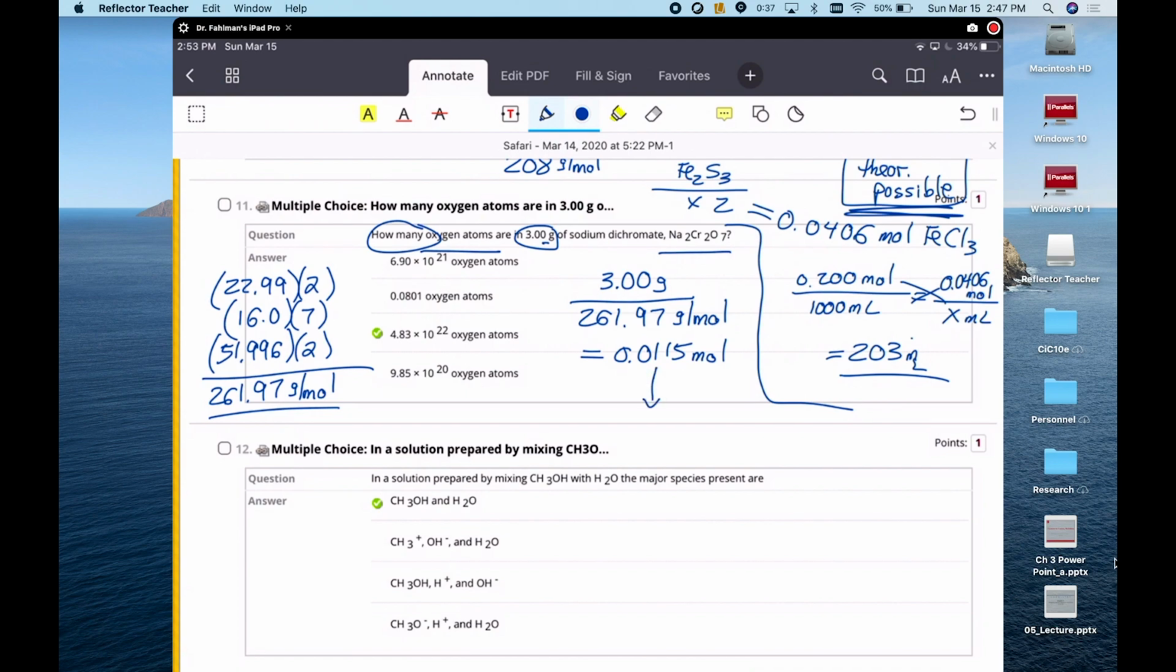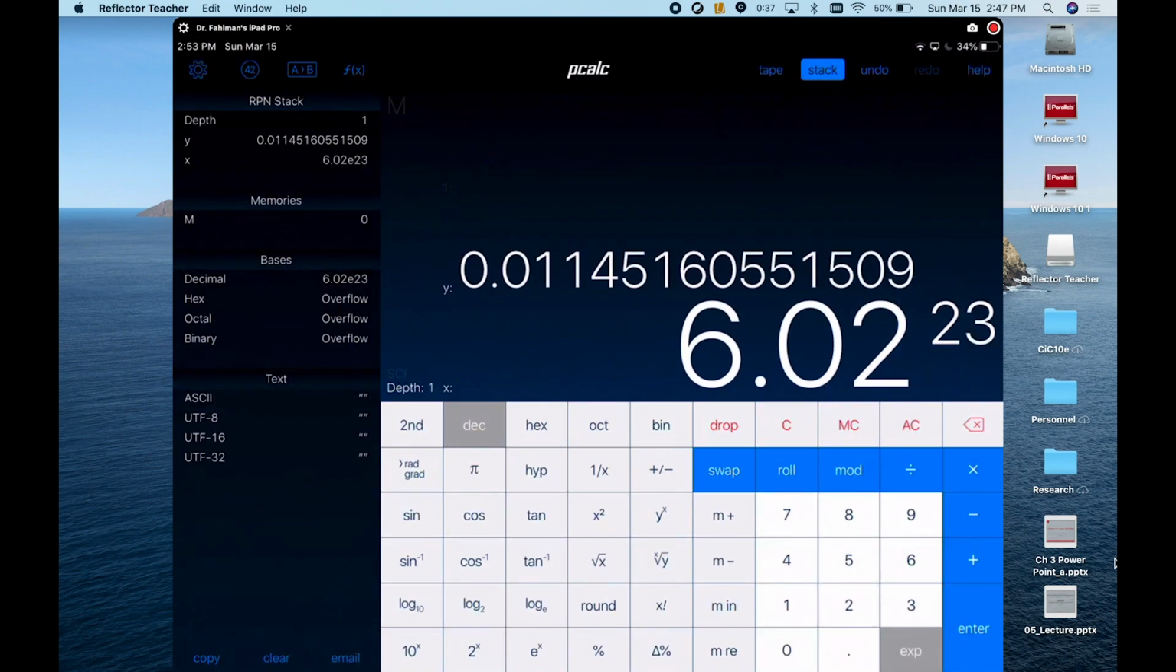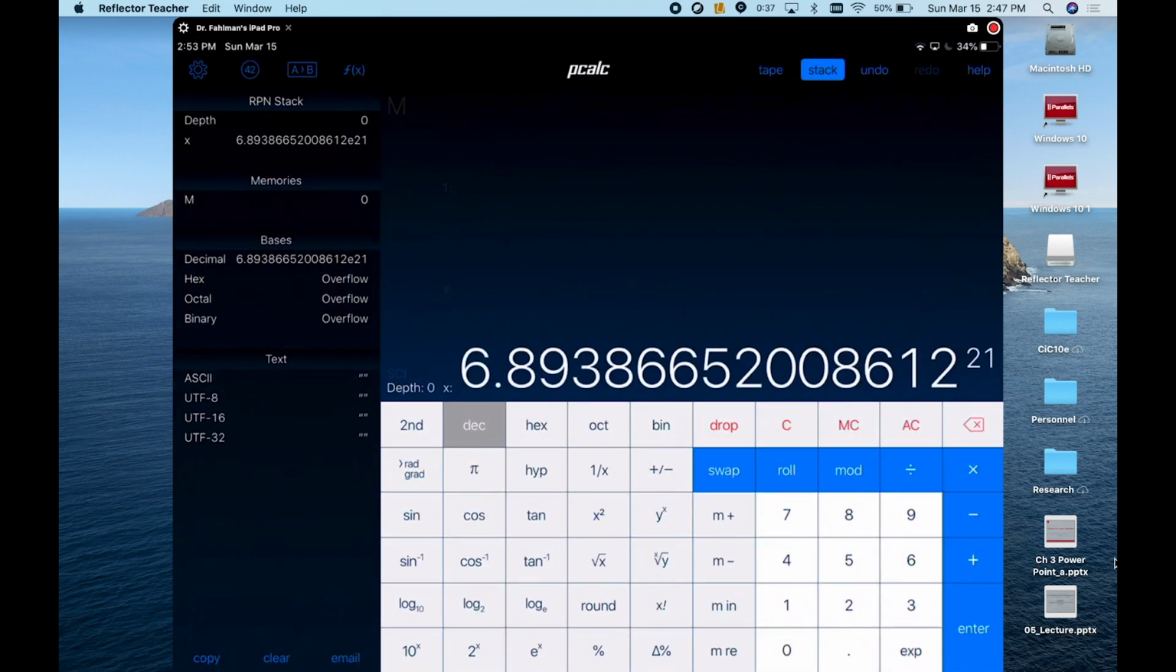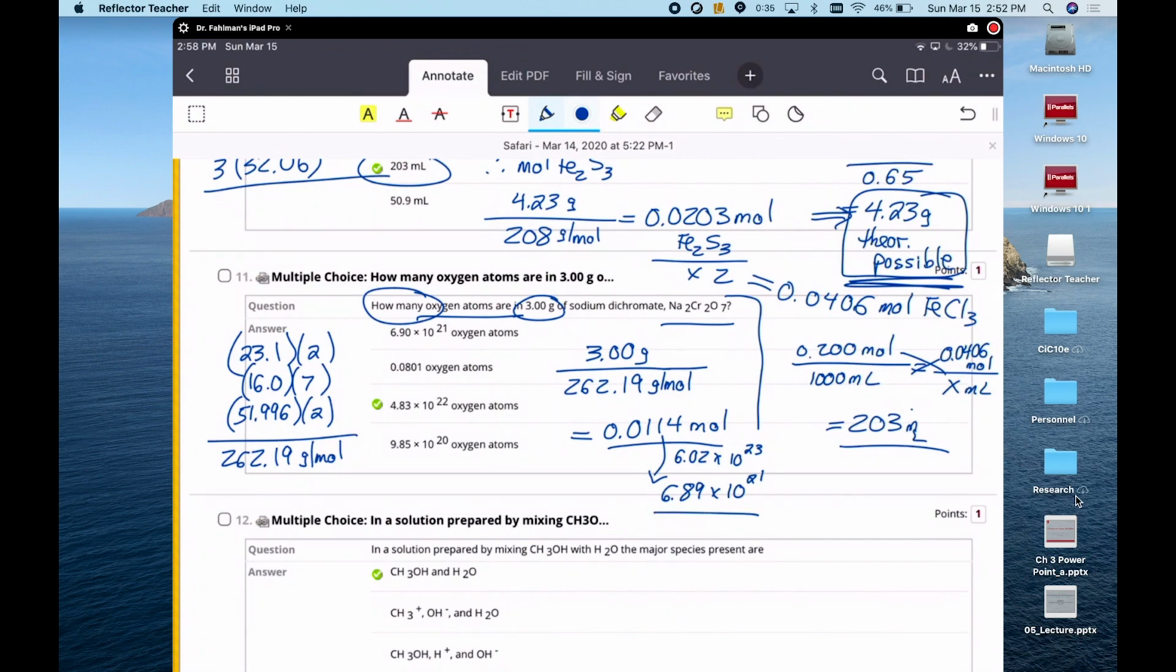So if we multiply by 6.02 times 10 to the 23rd, let's do that. Gives you 6.89 times 10 to the 21. Okay, and that is an answer. It's the wrong answer because you have this many units. So you have that many units of sodium dichromate.